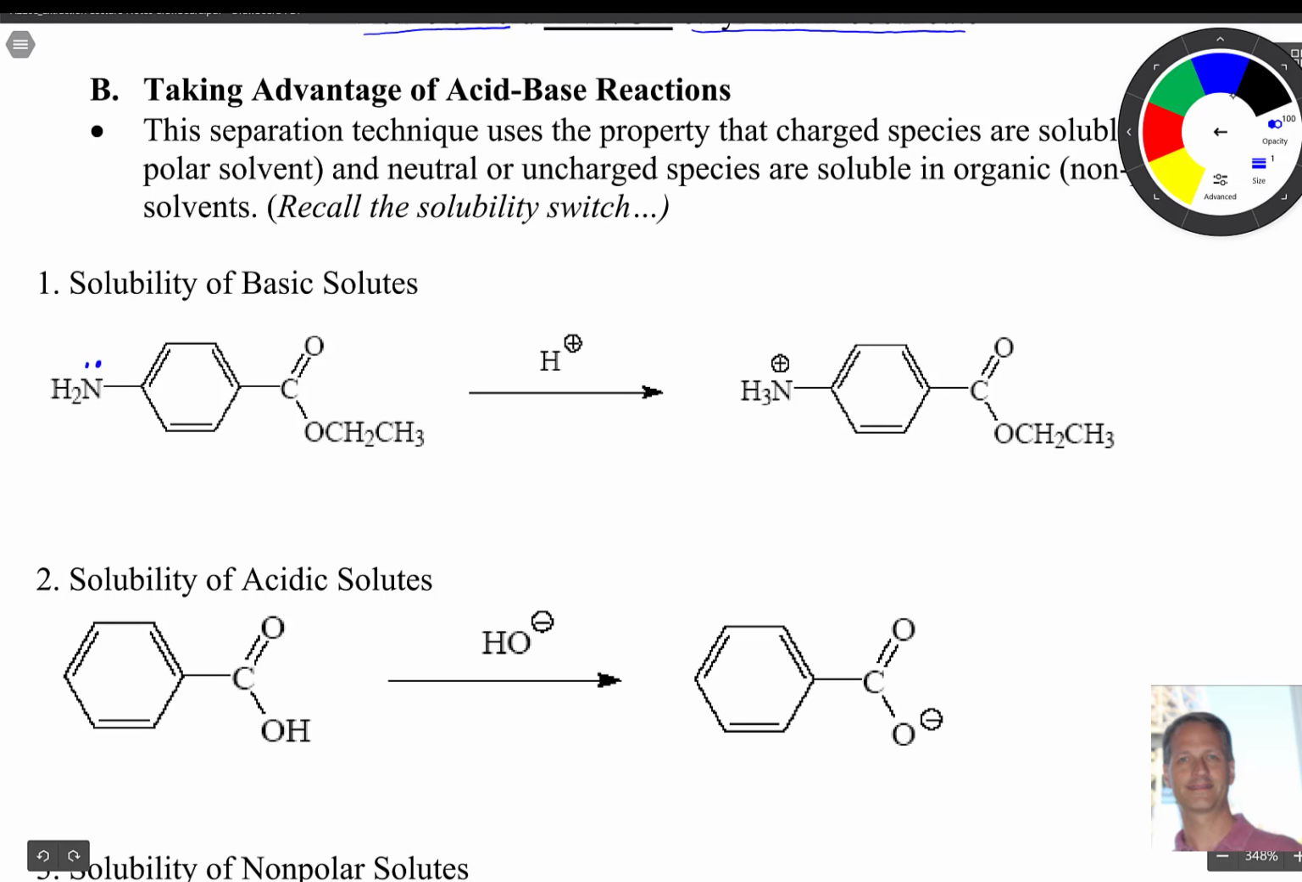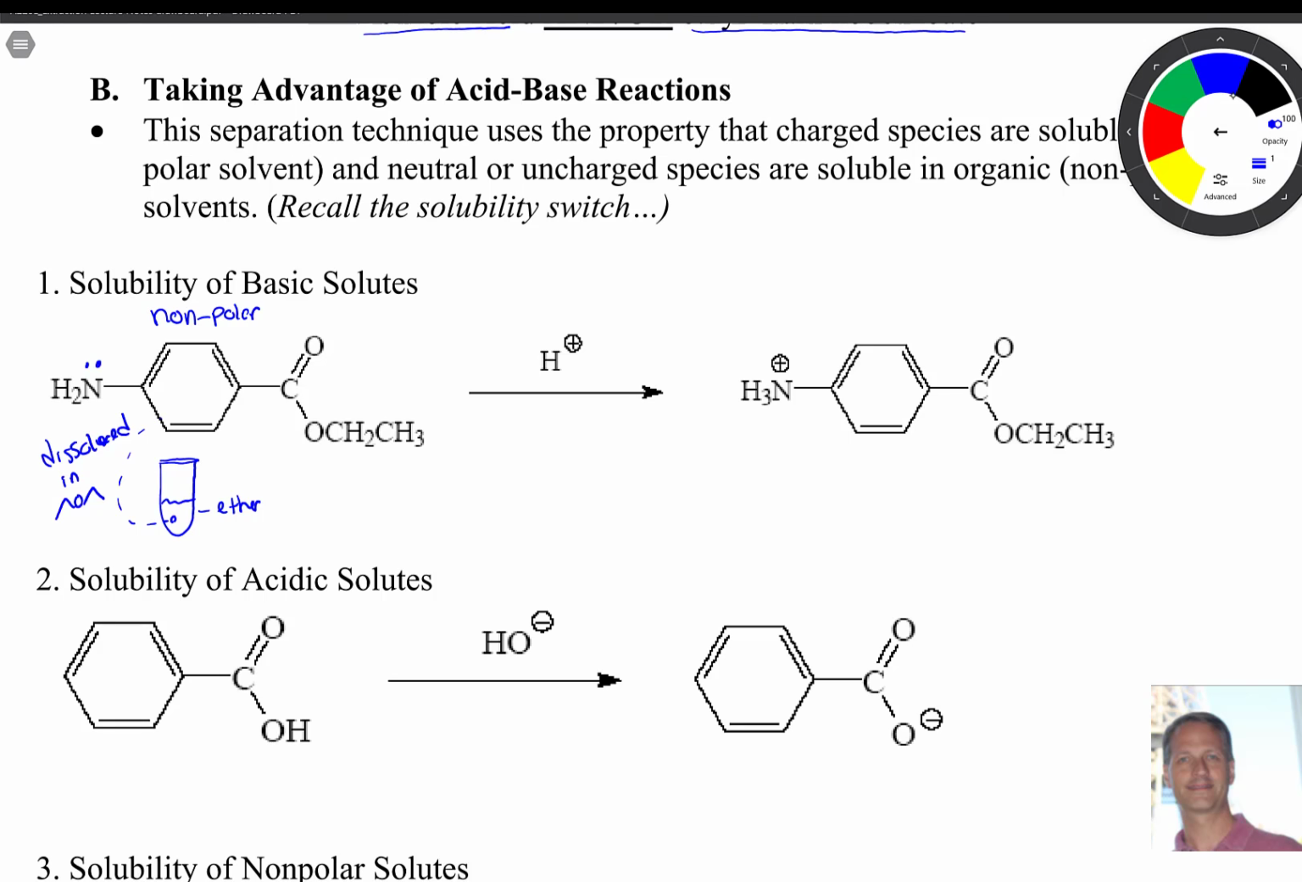So let's just take a look at this compound. This is ethyl 4-aminobenzoate. If we look at it by itself, say inside of a test tube with your liquid in here, this is in ether. The question is, is it going to dissolve in ether? Well, ether is nonpolar. And we decided before that this is also nonpolar. So this is dissolved in ether.